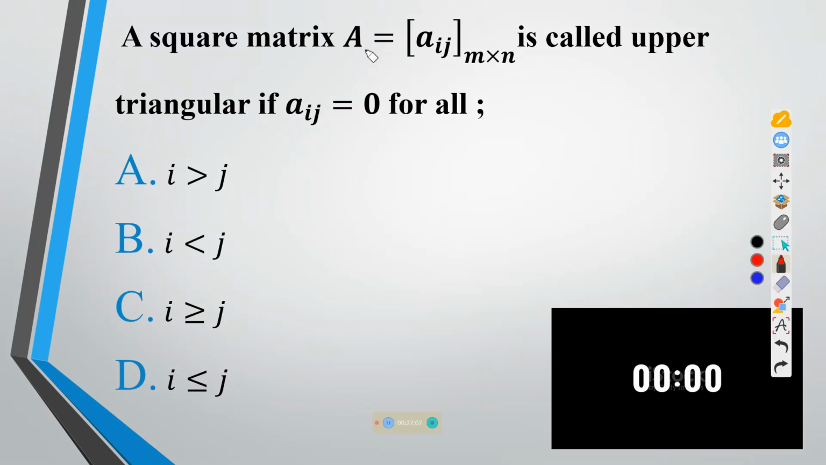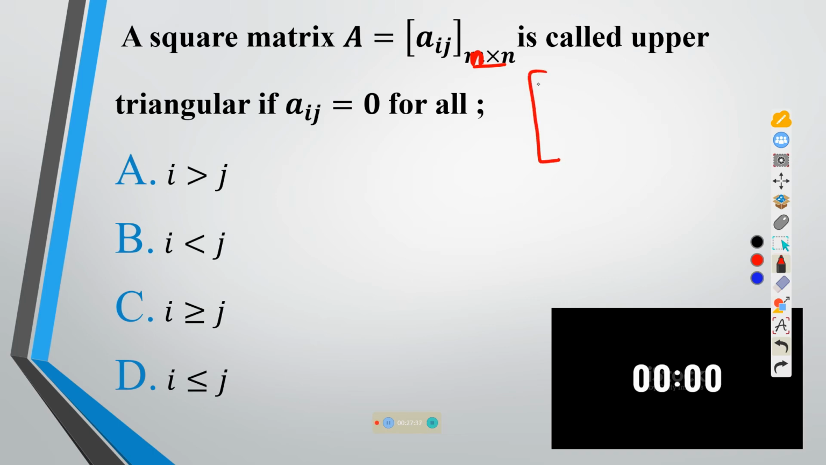We are told the square matrix A, which is an m by n matrix, is called upper. This is a square matrix, so correct that: this should be an n by n matrix. So a square matrix A, which is an n by n matrix, is called upper triangular if Aij is equal to 0 for all. Let us look at the required answer here. First of all, we are talking about a square matrix.